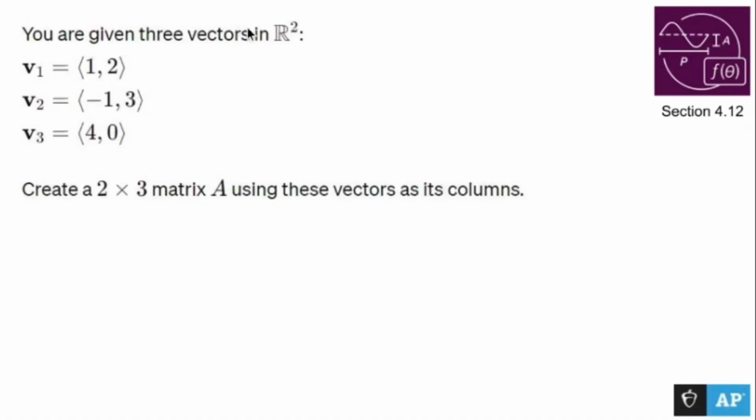You are given 3 vectors in two-dimensional space. That's what that means. Vector 1 is 1, 2. Vector 2 is negative 1, 3. And vector 3 is 4, 0. Create a 2x3 matrix A using these vectors as its columns. This is going to be the easiest problem I will ever do. So vector 1 is 1, 2. Vector 2 is going to be negative 1, 3. And vector 3 is going to be 4, 0.